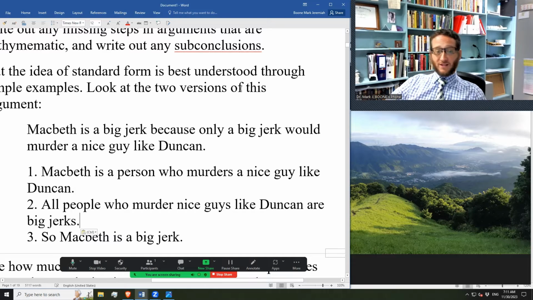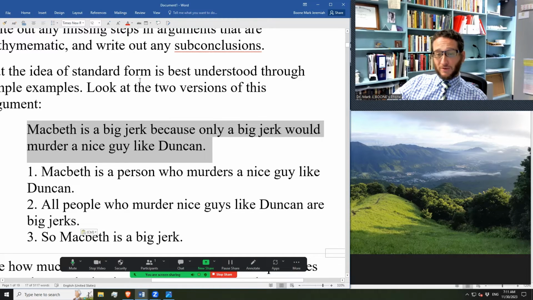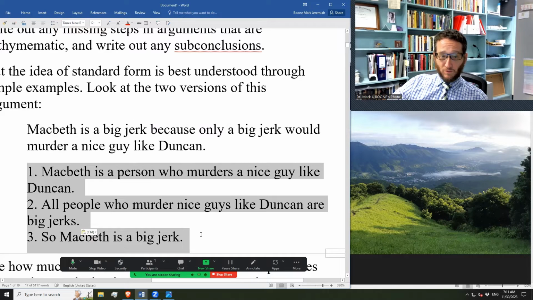And we can thus put into standard form the argument Macbeth is a big jerk because only a big jerk would murder a nice guy like Duncan in this way. Premise 1, Macbeth is a person who murders a nice guy like Duncan. Premise 2, all people who murder nice guys like Duncan are big jerks. Conclusion, so Macbeth is a big jerk.